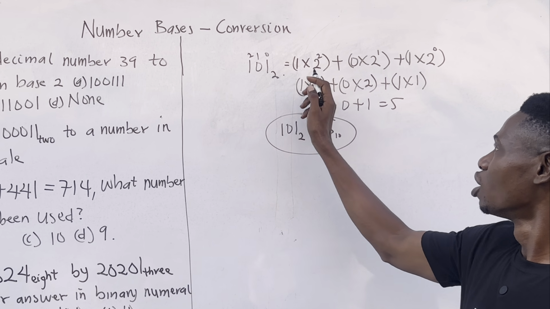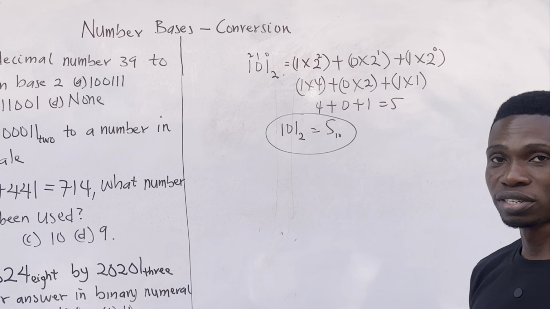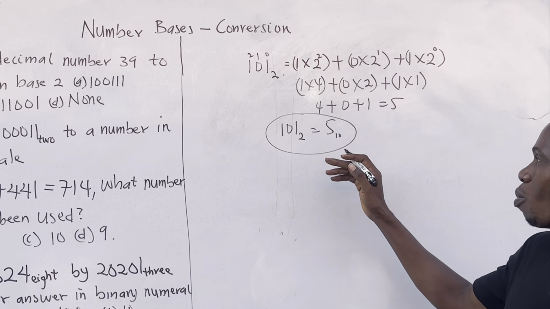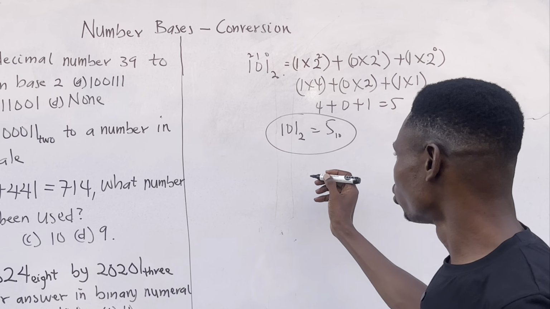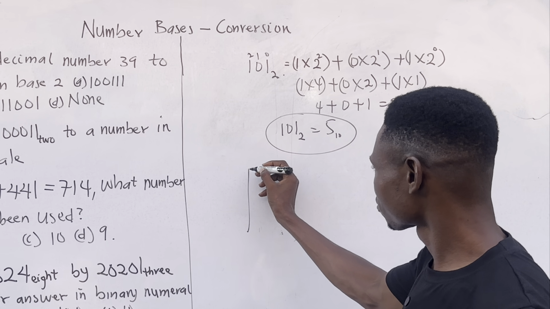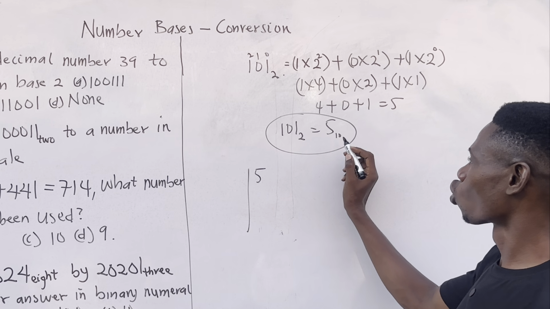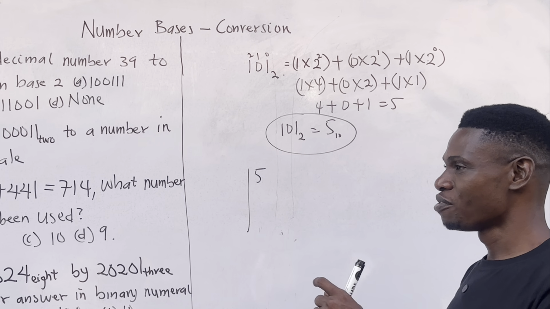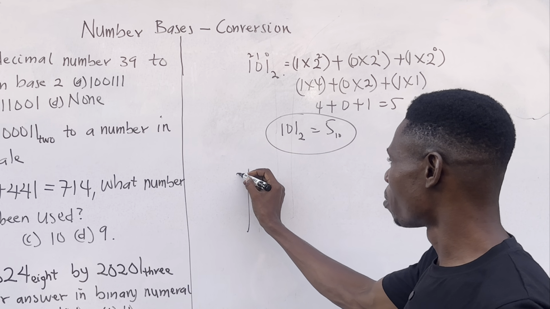So if this was 3, you work with 3. If it was 4, you work with 4, and so on. Now, when you're converting from base 10 now to other bases, so let's just go back. Let's pick this 5 and convert it to base 2. So what you do, you just pick your 5, and then you are dividing it by 2 because we want to convert from base 10 to base 2. So we're dividing by 2. If you are converting to base 3, you divide by 3. So we divide this 5 by 2.